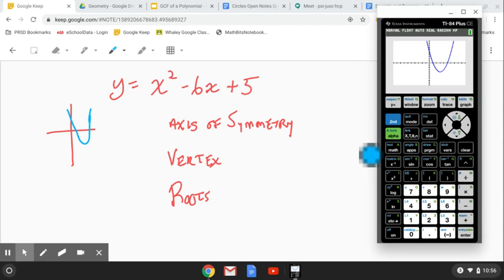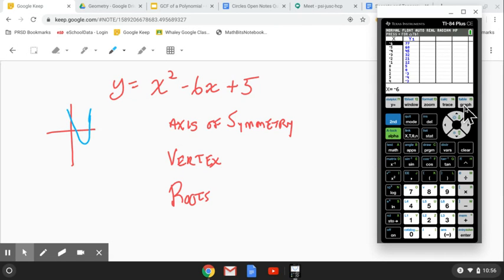How can we find the axis of symmetry? Well, the place that we can go to find the axis of symmetry is the table. So second table will bring me to the table. Now, where do I find the axis of symmetry? I find the axis of symmetry wherever I have my repeating values, and then I find that value in the middle. Okay, so I don't see anything repeat. Okay, now it's starting to repeat.